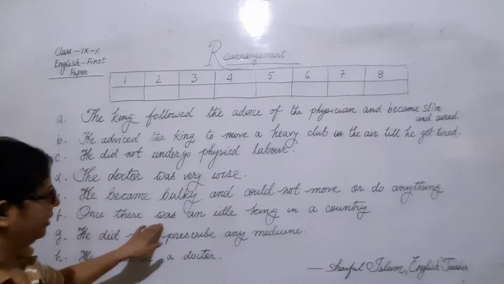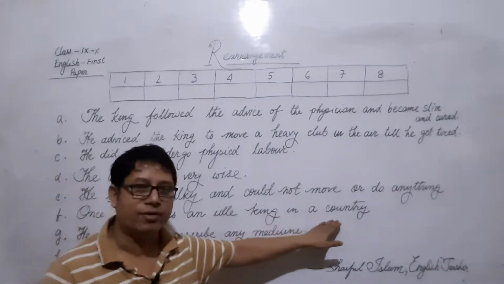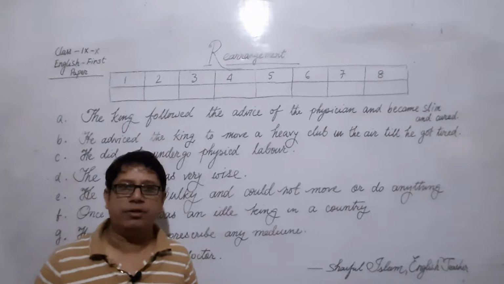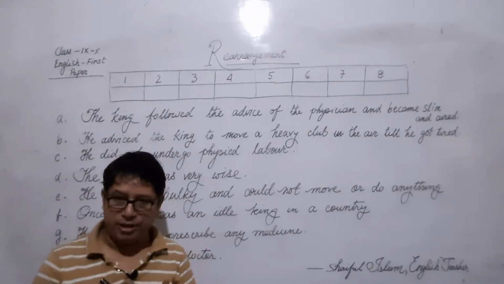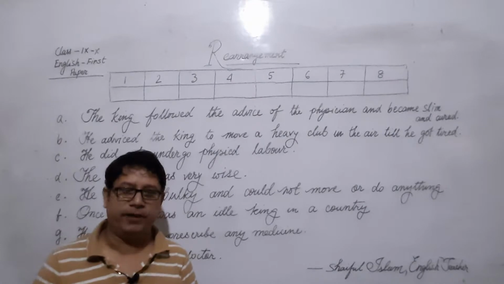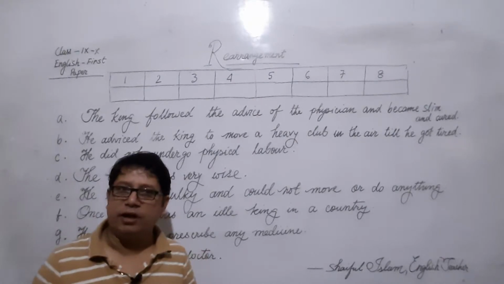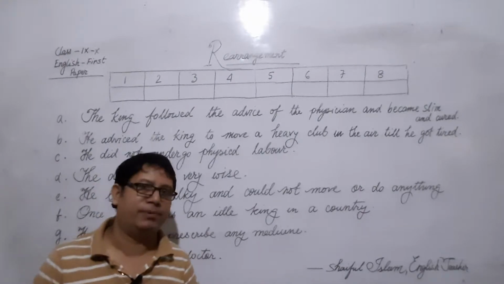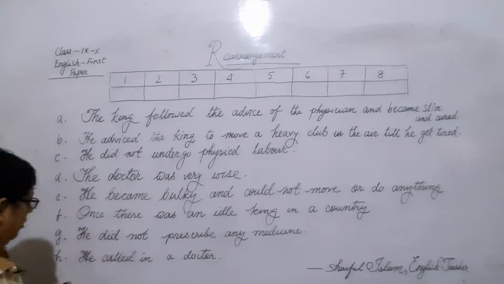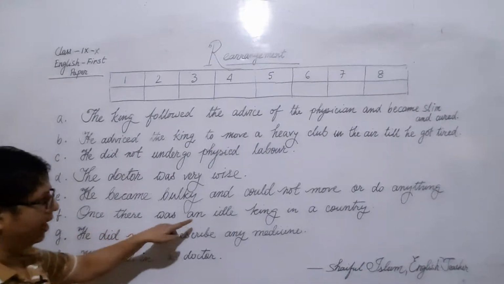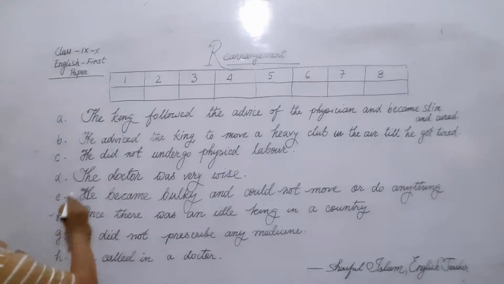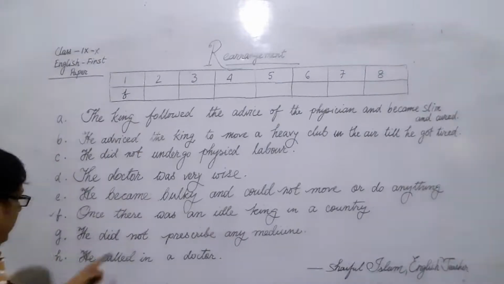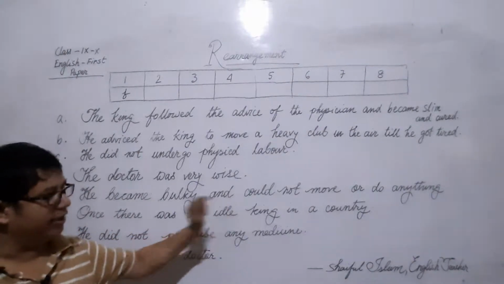Once there was an idle king in a country. Yes. So generally, in a rearrangement, we definitely find a specific story information. Generally, once upon a time, once there was a king, there was a man, there was like this. This type of sentence is the first sentence. So, once there was an idle king in a country. This is the first sentence. We can use F here. F. Okay. Once there was an idle king in a country.